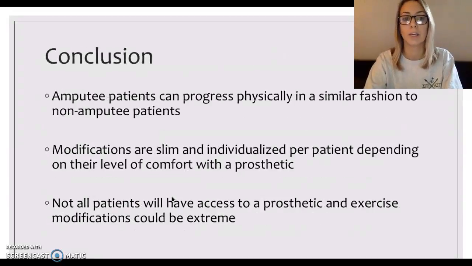In conclusion, amputee patients can progress physically in a similar fashion to non-amputee patients. Modifications are slim and individualized per patient depending on their level of comfort with the prosthetic. Not all patients will have access to a prosthetic, and exercise modifications could be extreme.